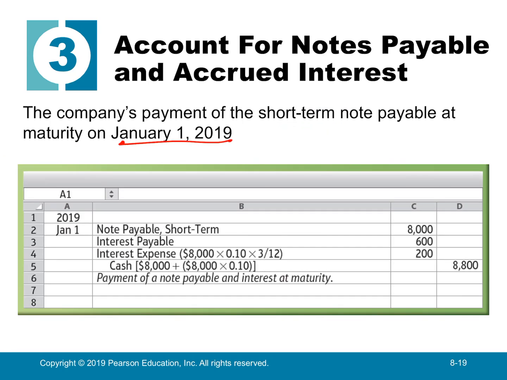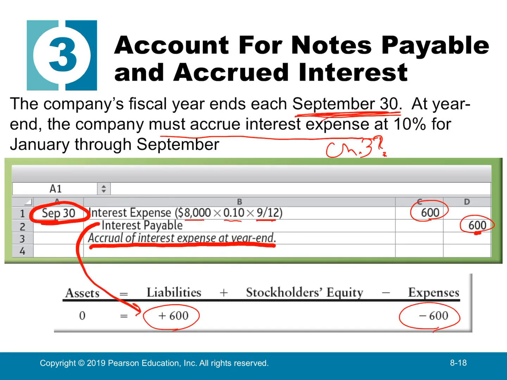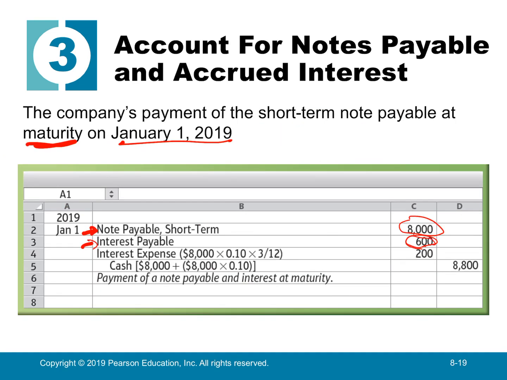So what happens January 1st, 2019, when this note finally matures? Well, we need to write it off. So this is a liability. We're going to debit it to write it off. So we write off the liability. Okay, we have to write off this other liability, the interest payable that we accrued in this slide right here, right? We need to write this guy off. So that's what we're doing here. We need to show another 200 of interest expense that we haven't accounted for yet. And then we show the cash that goes out. We're going to pay the principal plus the interest, 8,800. So this is the payment of the note and the interest when the note matures.